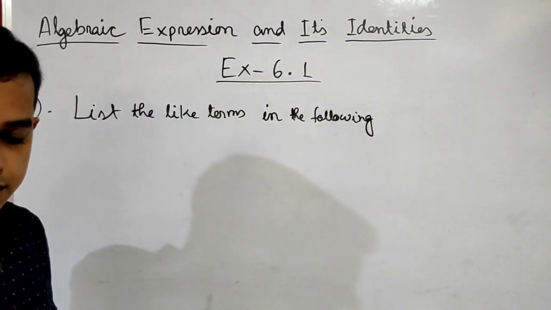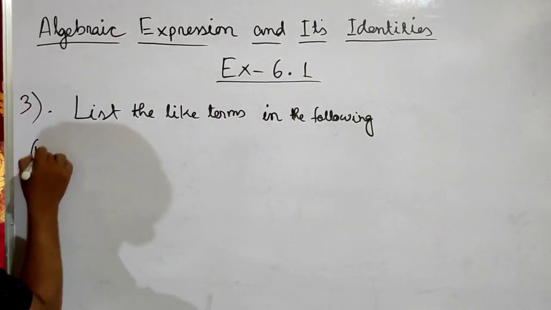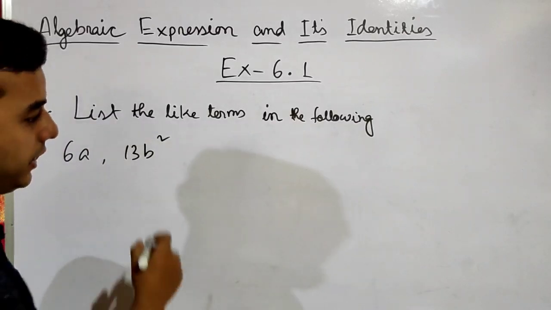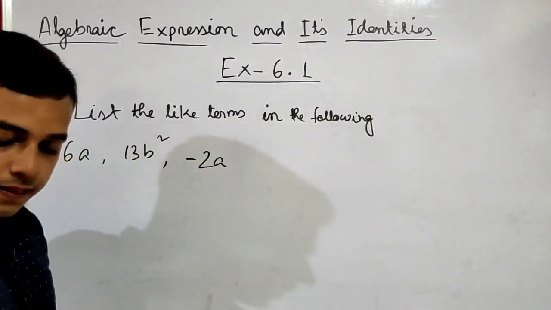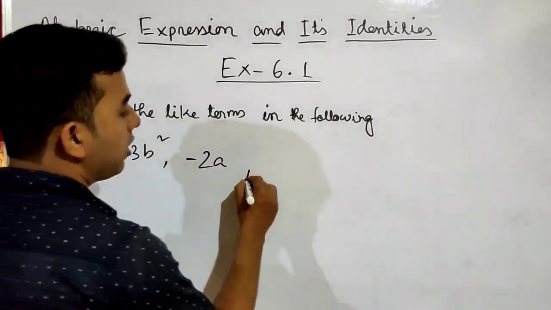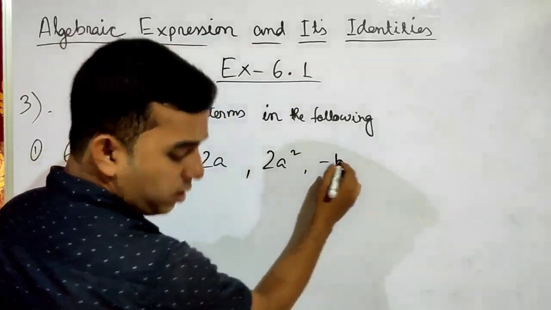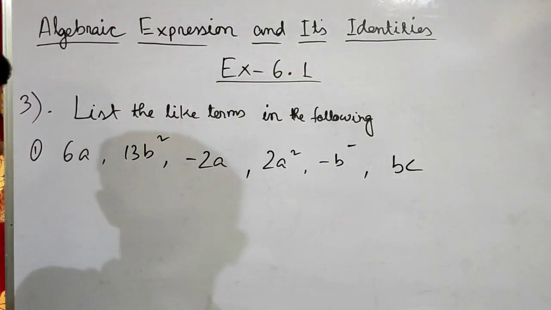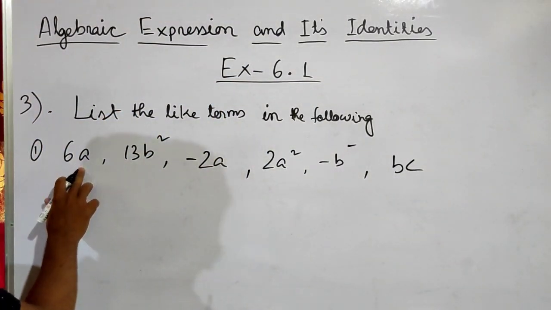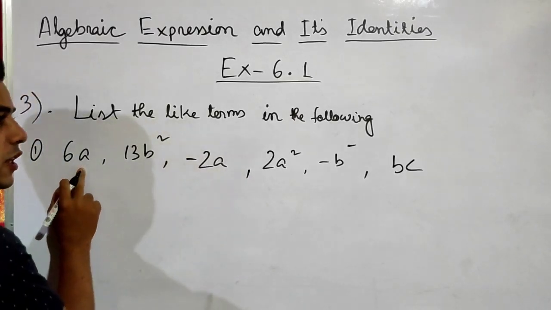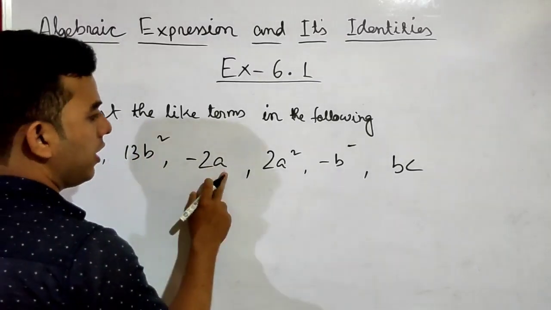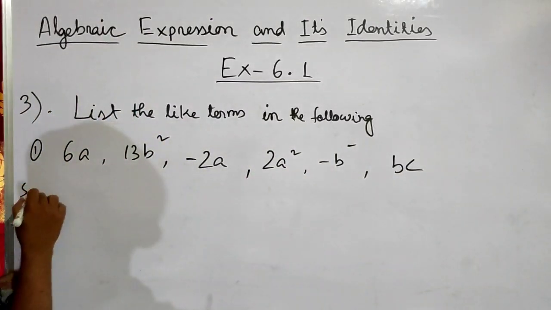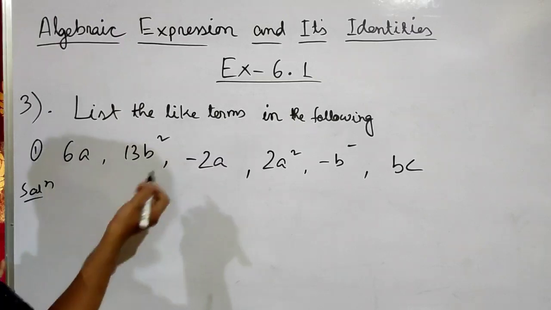Number one is 6a, comma, 13b square, and minus 2a. Next is 2a square, minus b square, next is bc. So first here is a, isn't it? So we'll find if any term is there with a. No. With b square, yes. This is not a because it is a square. So write the solution: like terms.